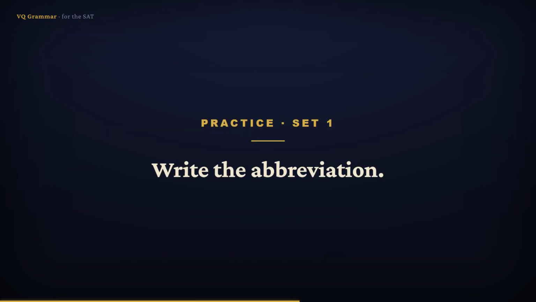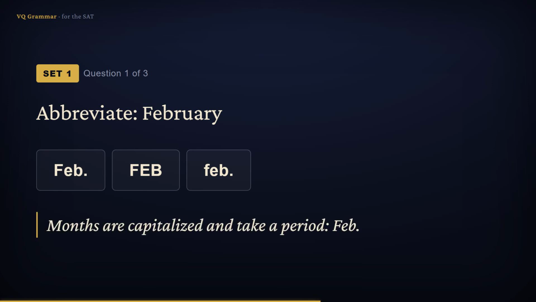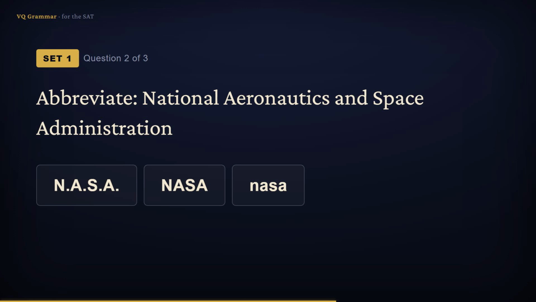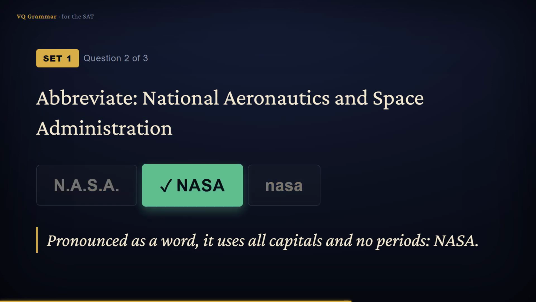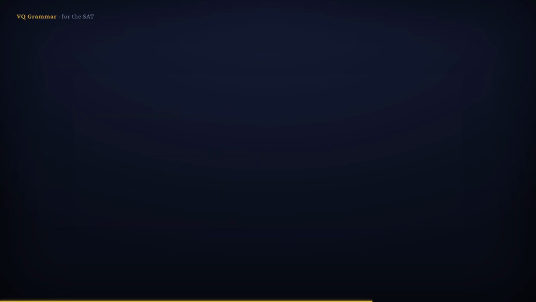Let's practice. Choose the correct abbreviation, with capitals and periods exactly as the rules require. Pause and try each. Abbreviate February. A month is capitalized and takes a period, so the answer is Feb. Abbreviate National Aeronautics and Space Administration. It's pronounced as a word, so it uses all capitals and no periods, so the answer is NASA. Abbreviate kilometer. Kilometer is a metric unit, and metric units take no period, so the answer is km.